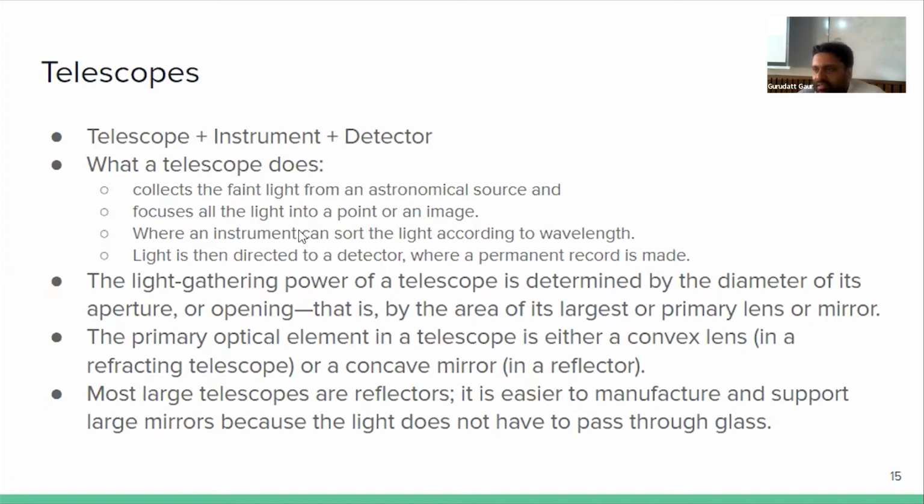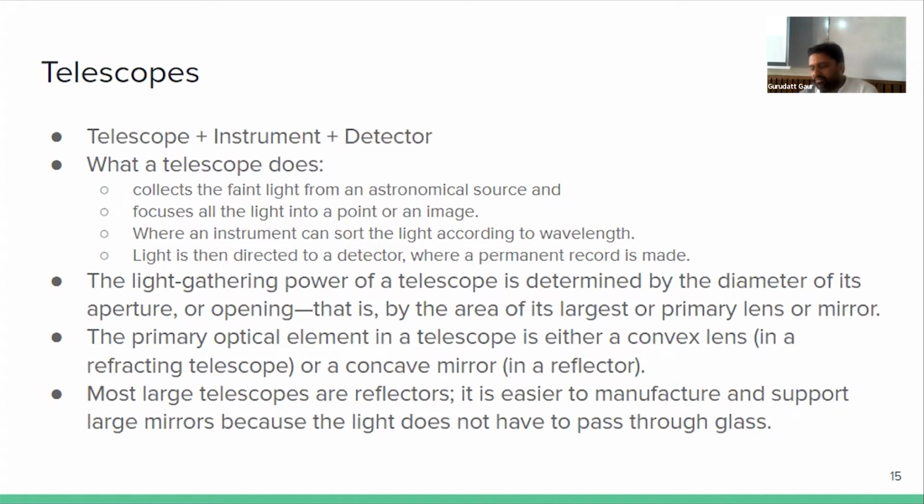Then that focused light is given to the instruments. What is the role of instruments? They can sort that light into various wavelengths, frequencies, whatever your objective is. And then finally, the light goes to the detector, where it can record whatever you have seen. I'll discuss that with an example of a GW detector.